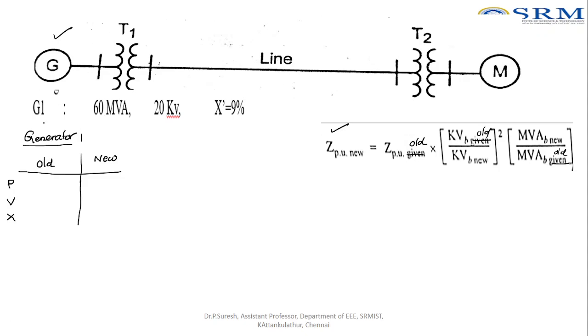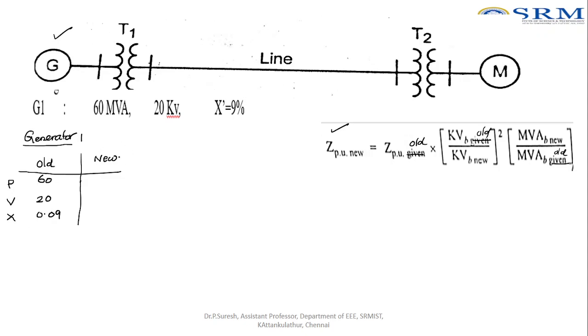If we take the generator, the values are given. Power is given as 60 MVA, and the voltage is given as 20 kV. The reactance is given as 9%. So 9% is nothing but 9 by 100, so it is 0.09. Percentage is considered as per unit value. So these are all old values.